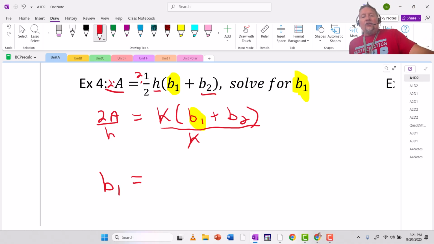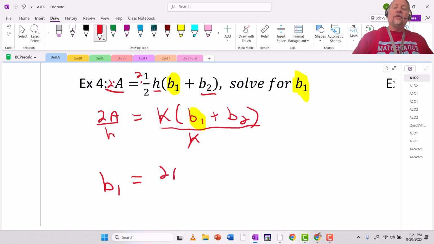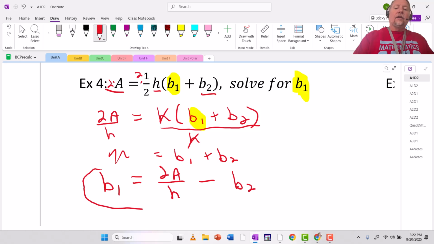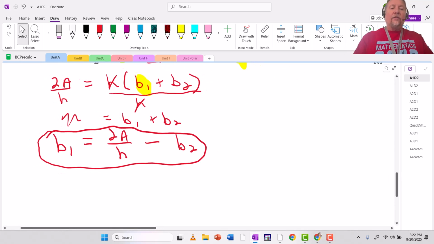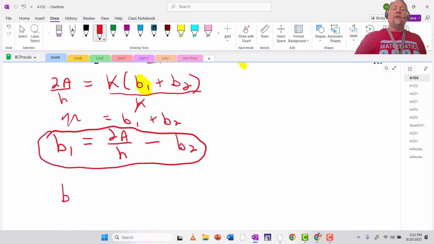You divide by h. And now, if you are pretty good with stuff, you could go ahead and subtract b2 after the division, because this stuff equals b1 plus b2, and then all I have to do is subtract b2. I do like you showing work, but if you are really good with your math, skipping a step here or there and being efficient. We should really try to be efficient in our math.